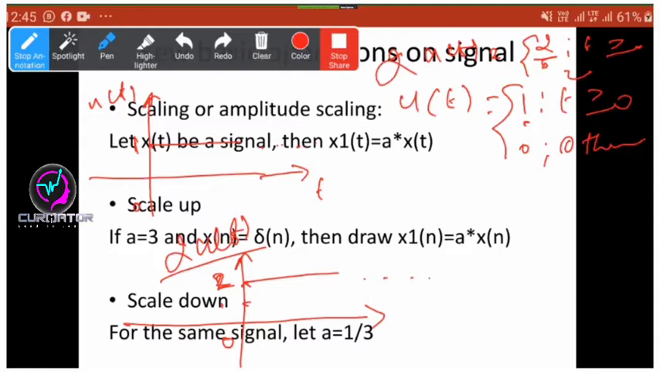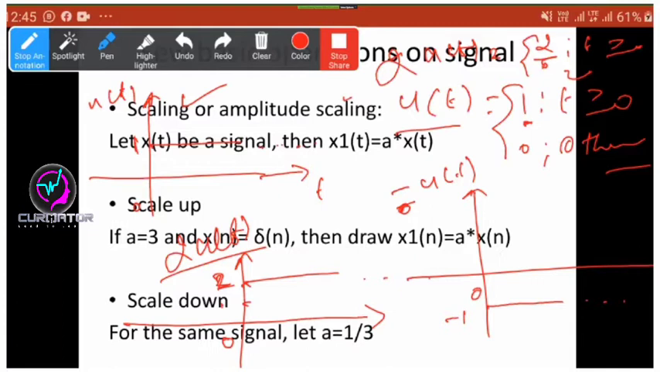Another example with the same unit step signal. If I want to mark minus u of t, that means I multiplied this signal with minus 1. What will I get? The same way, I will multiply minus 1 on both sides of this unit step signal's mathematical model. I will get a minus sign on this side and this 1 will become minus 1. So minus u of t will have minus 1 for all values of t greater than or equal to 0. So this is amplitude scaling.